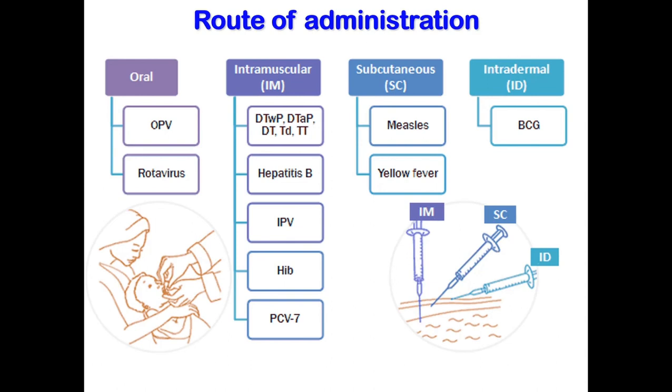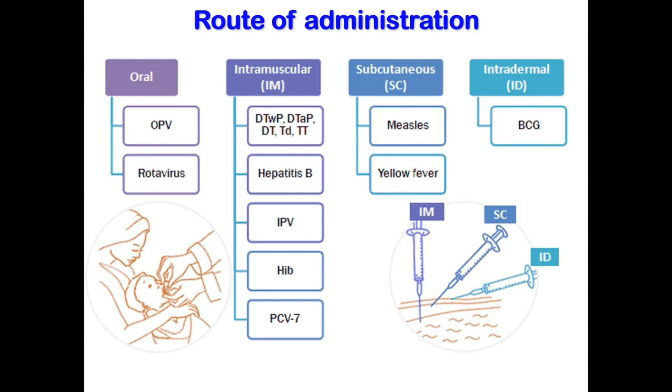So the first route we'll talk about is oral. There aren't as many oral vaccines, but this can be easier in a lot of cases as it eliminates the need for a needle and syringe. Some examples are the oral polio vaccine, which we'll talk about later, and the rotavirus vaccine.